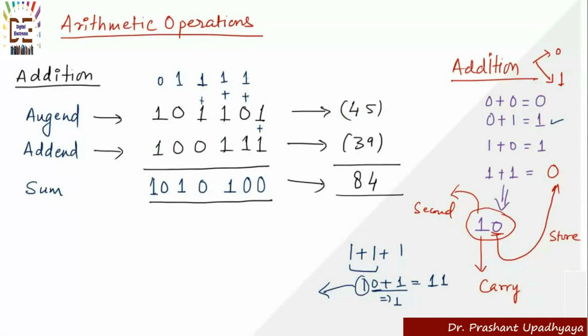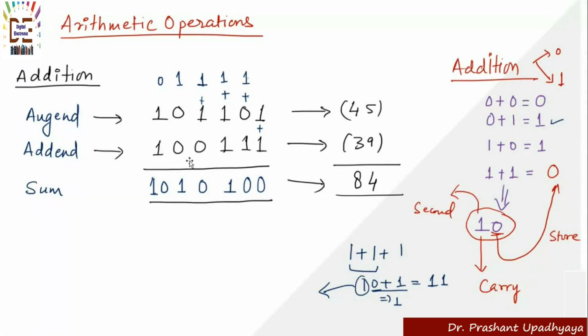I am going to just repeat this arithmetic part. So how are we doing the addition in arithmetic? Basically, when we are talking about addition, we have two terms. One is known as the augend and the other, which we are adding, is known as the addend. The addition of the augend and addend gives the sum.